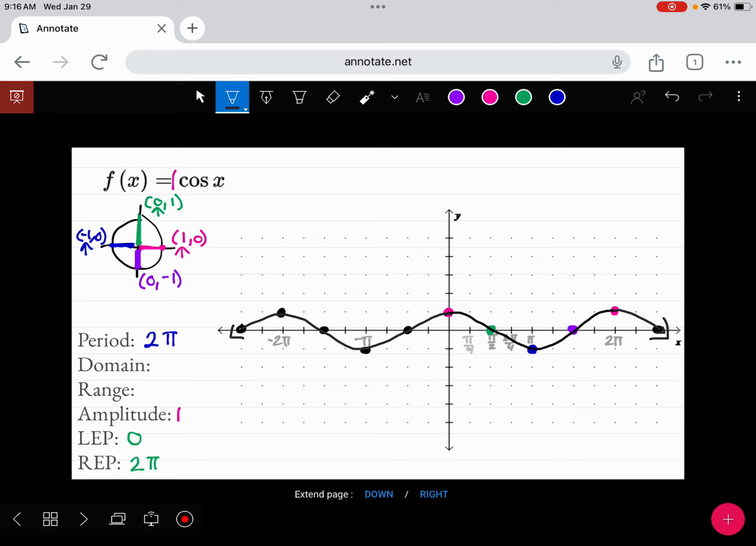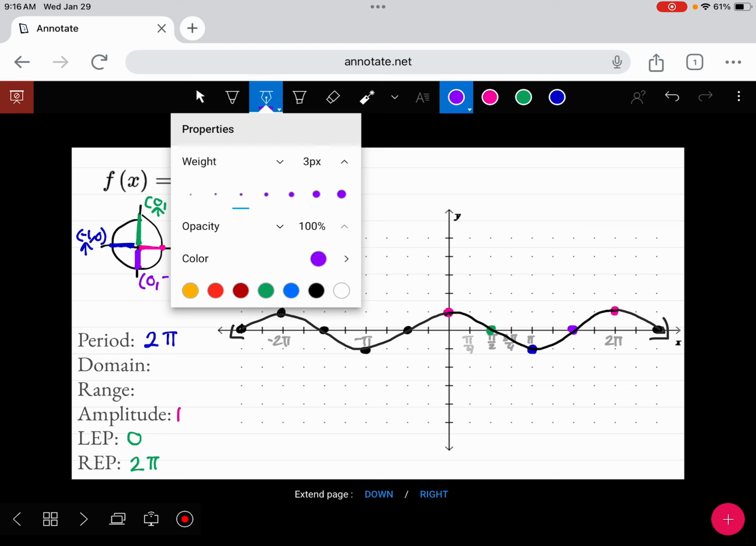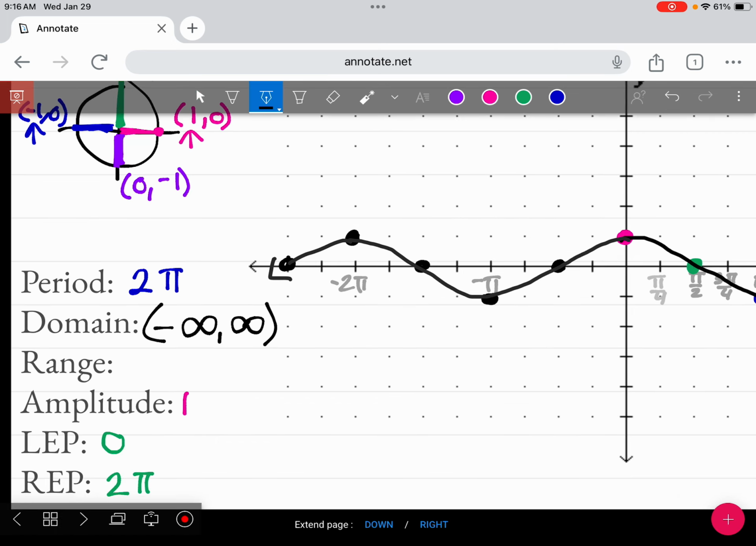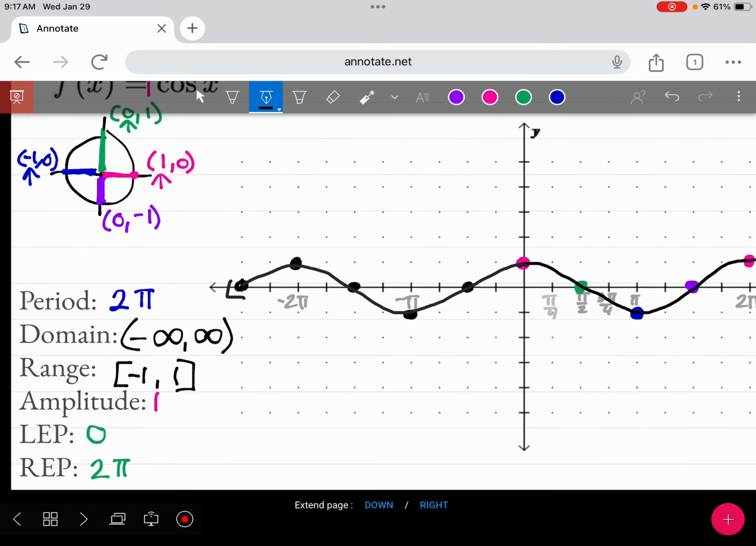So, what is the domain of cosine? Negative infinity to positive infinity. And again, that is going to be true for cosine forever. What is the range for cosine? From -1 to 1, with brackets, because it's included.